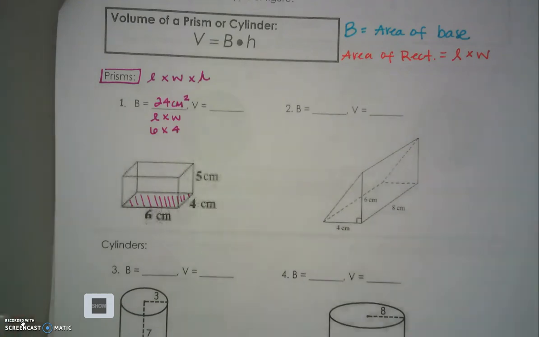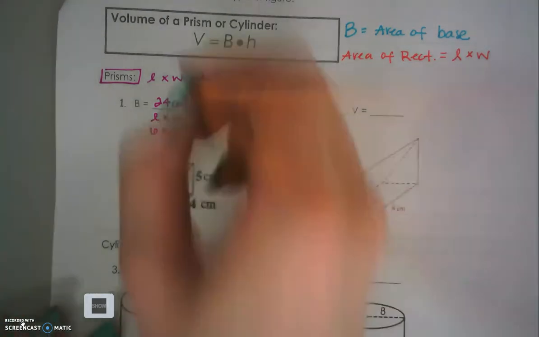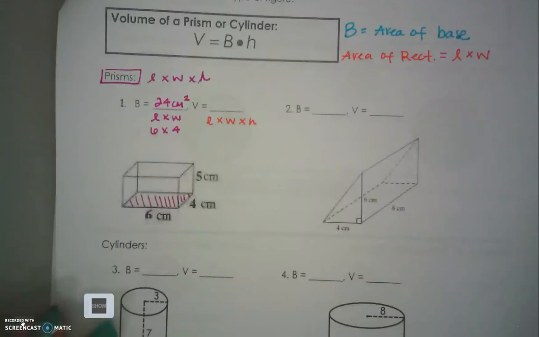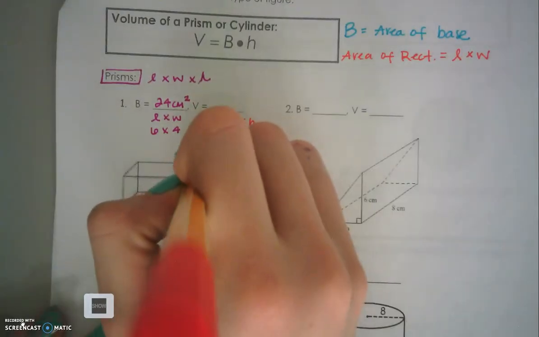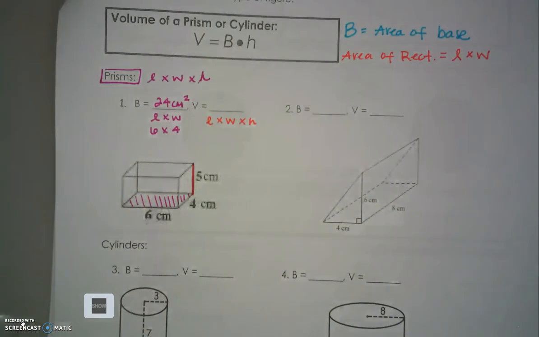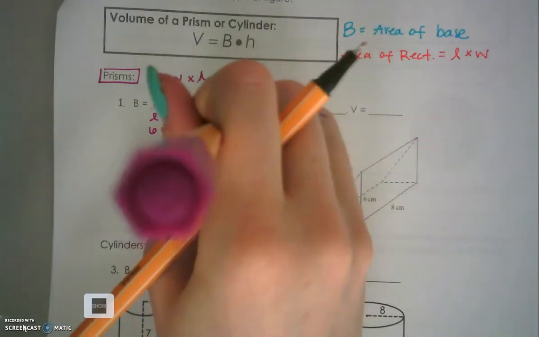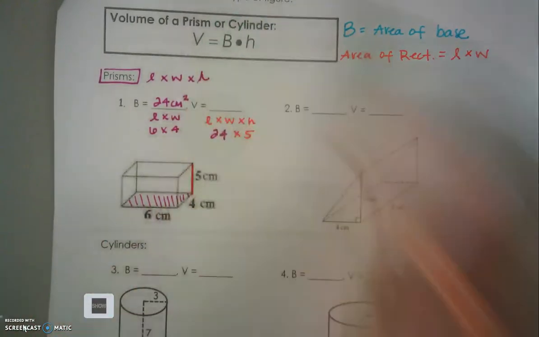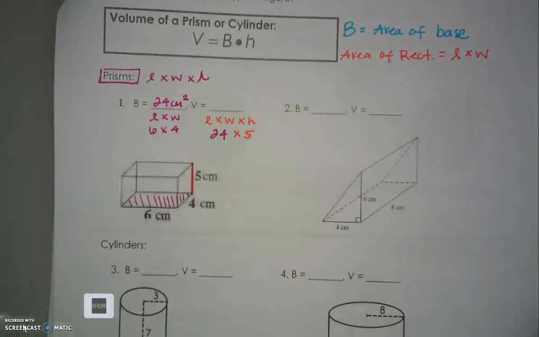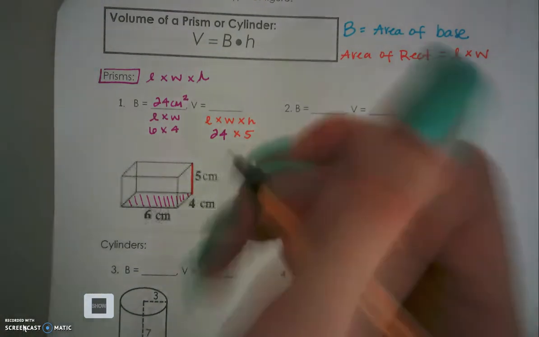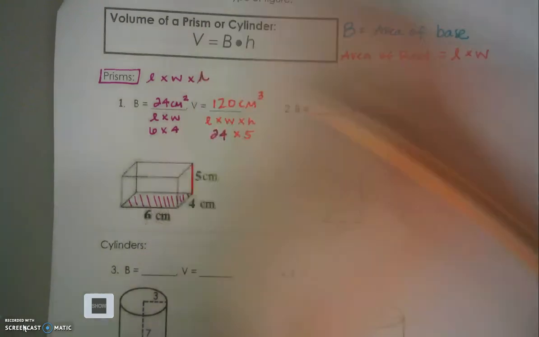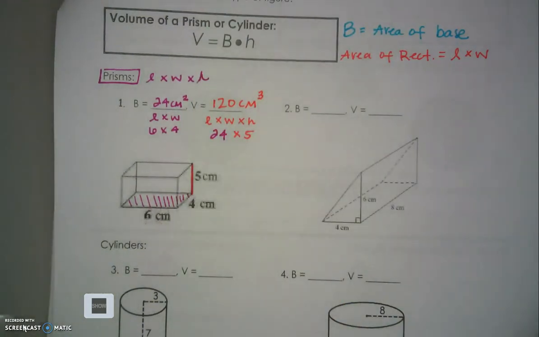Now for the volume, we just talked about our volume equation being length times width times height. And the only piece of information we're missing now is our height. We could substitute in our length times width, which we found out to be 24. And now we're going to multiply that by 5 to find our height. So this is going to be 120 centimeters cubed. I'm multiplying three things together, so my unit is cubed, to the power of 3.